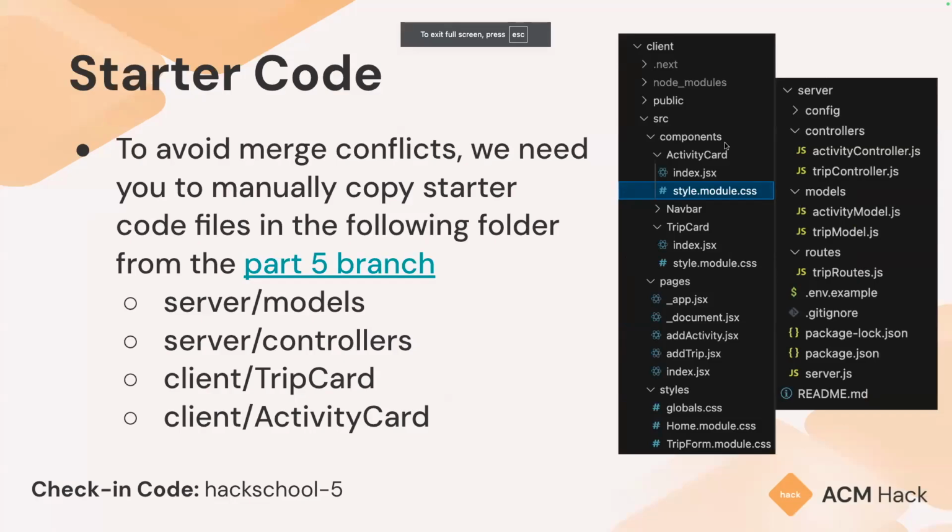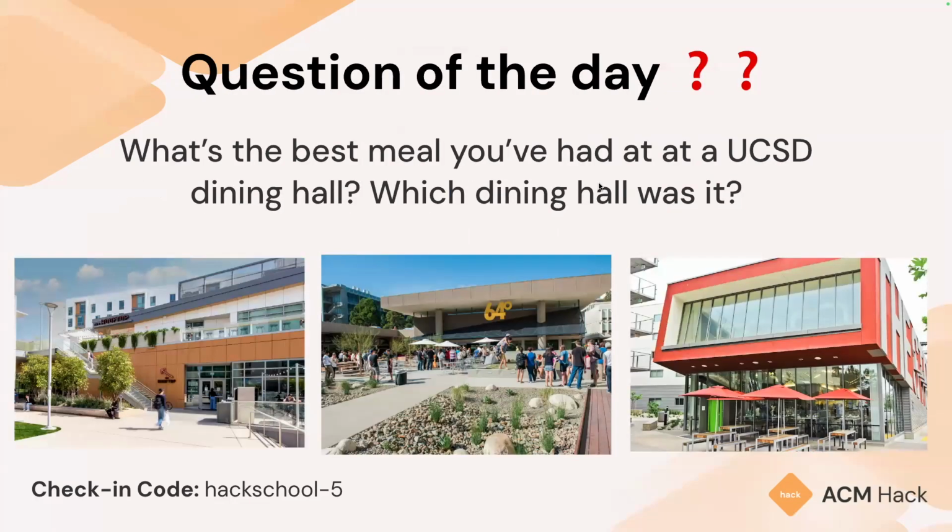Okay, so we can just get started now. We're just gonna do a quick icebreaker. So question of the day, let me just hide the Zoom. What's the best meal you've had at a UCSD dining hall and which dining hall was it? So you can just talk to your tables. I'm pretty sure most of you are first, second, or transfers, or if you're not, you've been to the dining hall at least once. So just discuss in your groups and then we'll have you share out some of your answers later.